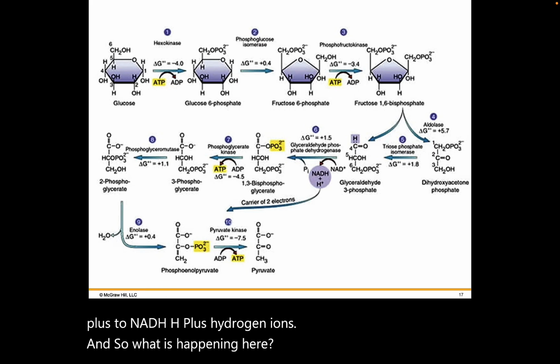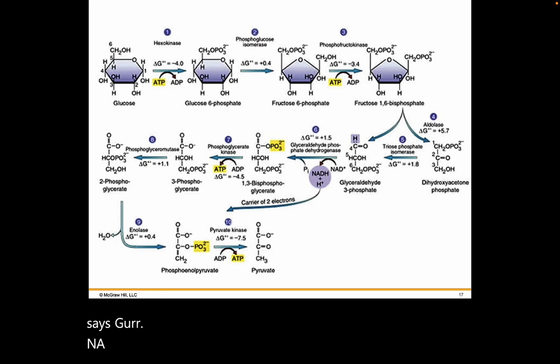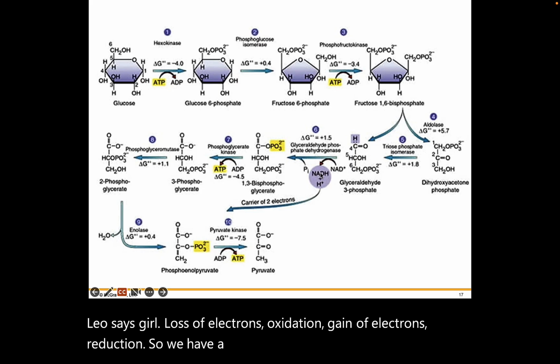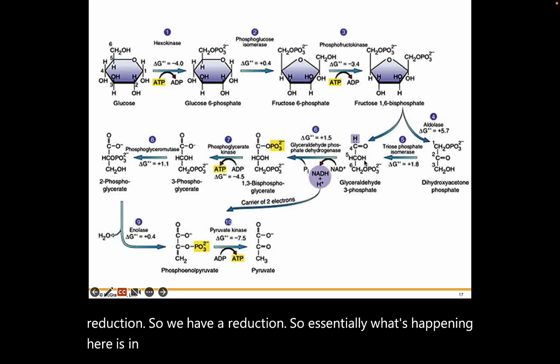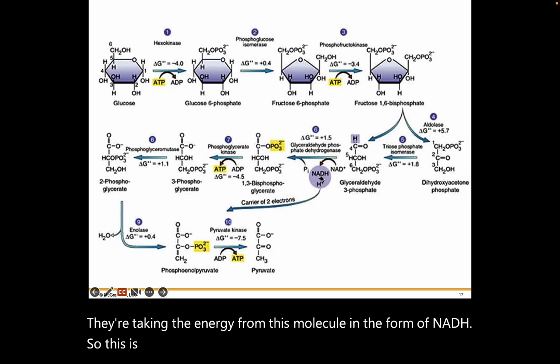Well, this, if you remember, we don't have a hydrogen, now we do. Leo says grr. NAD is adding hydrogens or electrons there, right? So if you do, Leo says grr, loss of electrons, oxidation, gain of electrons, reduction. So we have a reduction. So essentially what's happening here is in this process, they're taking the energy from this molecule in the form of NADH. So this is basically an electron carrier or an energy carrier.